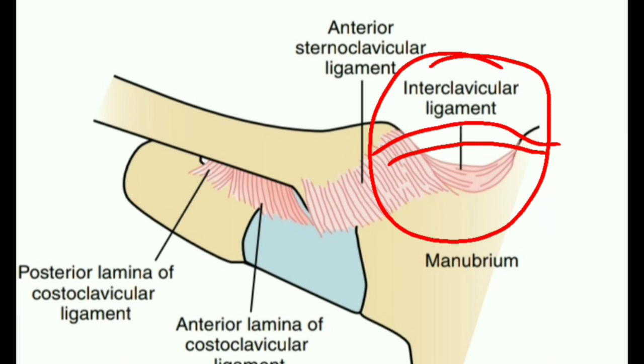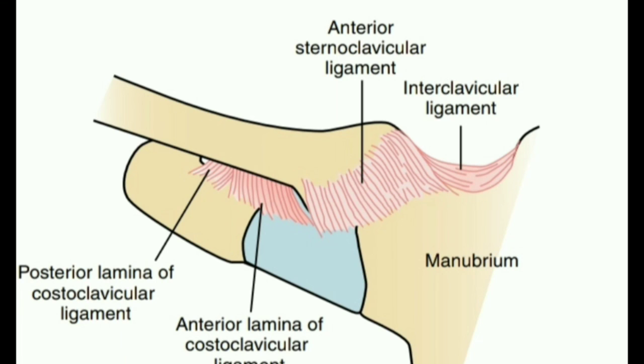So this is the function of the interclavicular ligament. It prevents the excessive depression of the lateral end of the clavicle, because at the lateral end we have the brachial plexus, subclavian artery, etc. They would get compressed if we applied excessive depression. So that's all about the three ligaments.